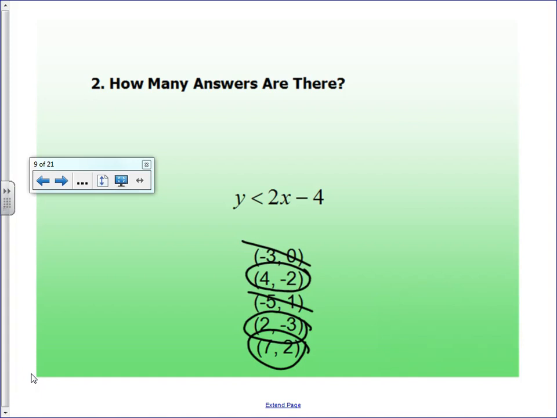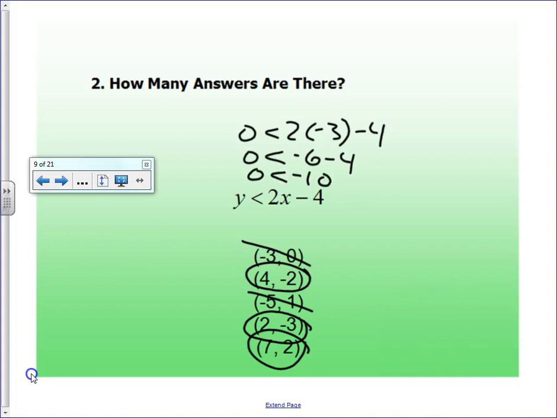Okay, so we found two of those were not solutions. Negative 3, 0, because when I plug 0 in for y, and negative 3 in for x, is not a solution because it says 0 should be less than negative 6 minus 4, which is negative 10. And 0 is not less than negative 10. So that makes it not a solution. Whereas when we put negative 2 in for y and 4 in for x, we find that is a true statement, because negative 2 is less than 4. Okay? So we have three solutions, two that are not solutions.